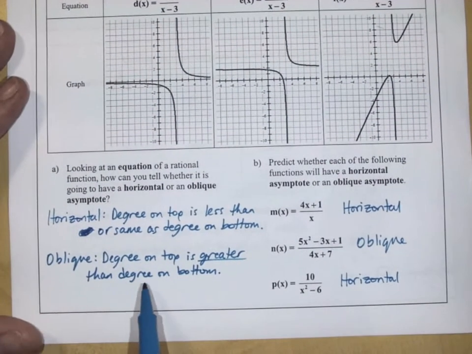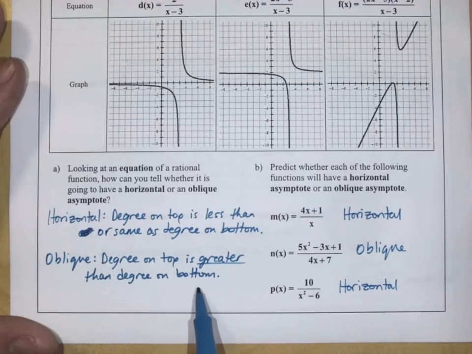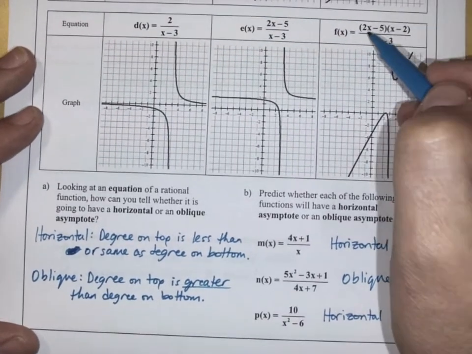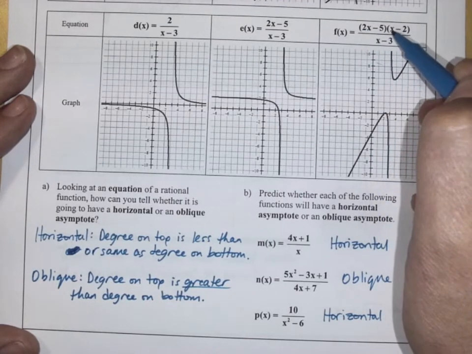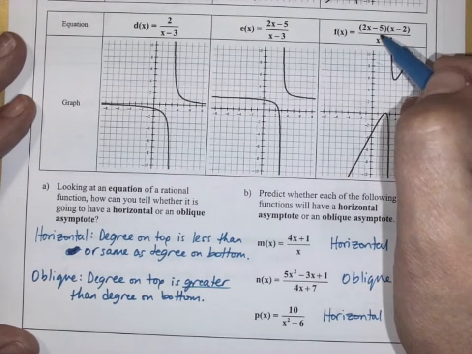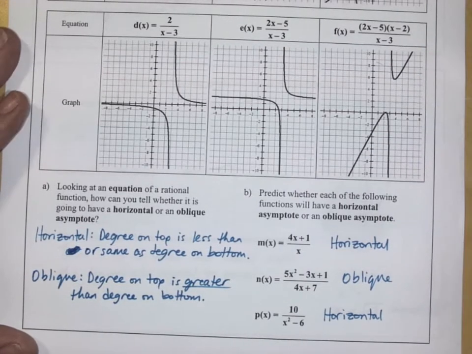But for it to be an oblique asymptote, the degree on the top has to be greater than the degree on the bottom. Take a look. The degree on the top is 2: 2x times x is 2x squared, and the degree on the bottom is 1, only 1. And we end up with an oblique asymptote.